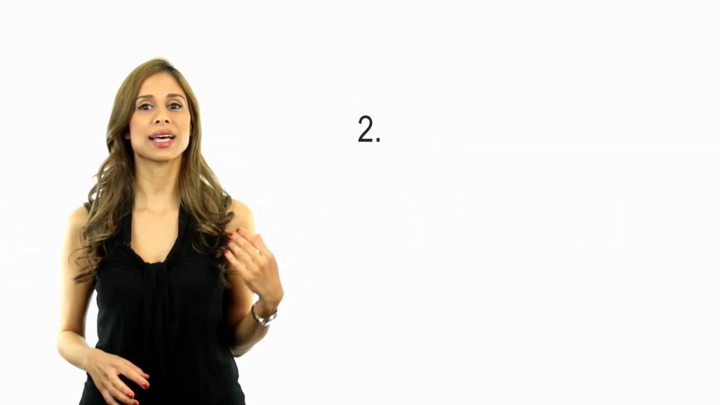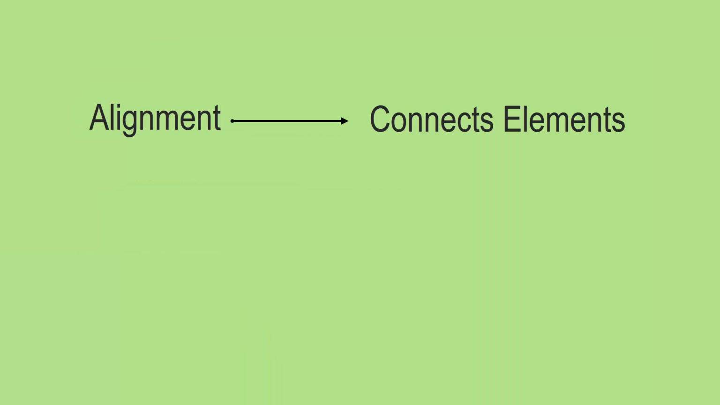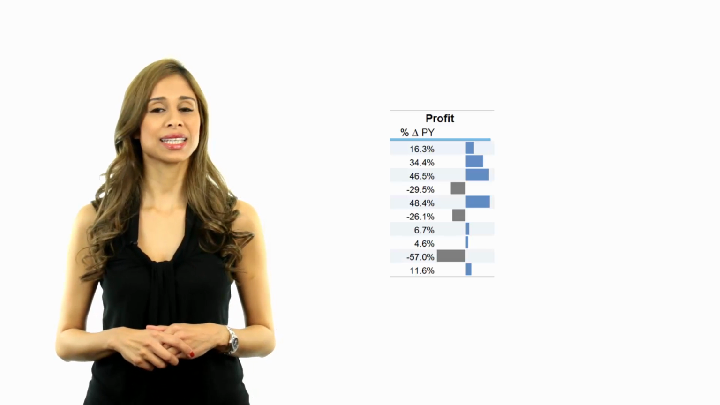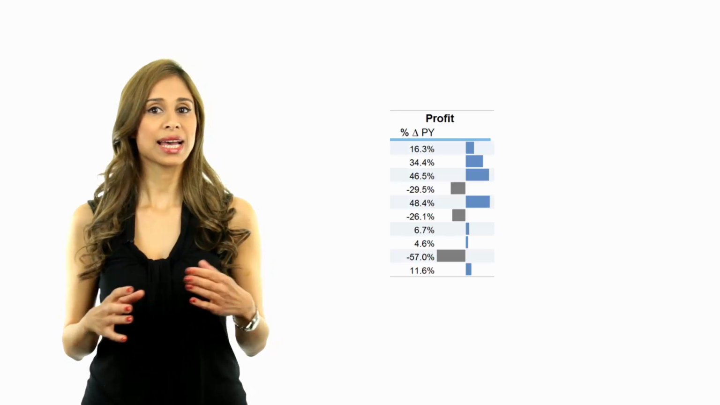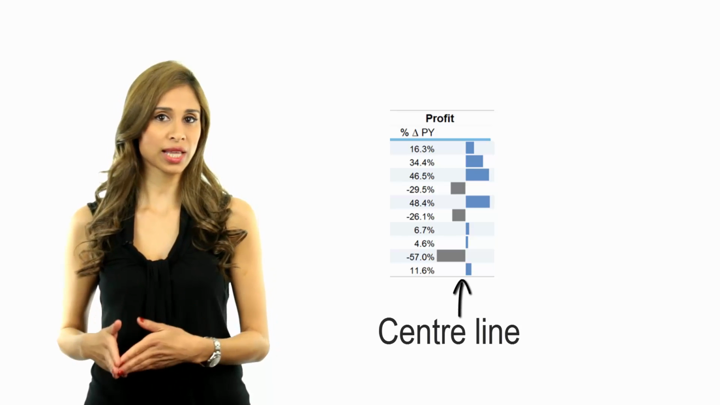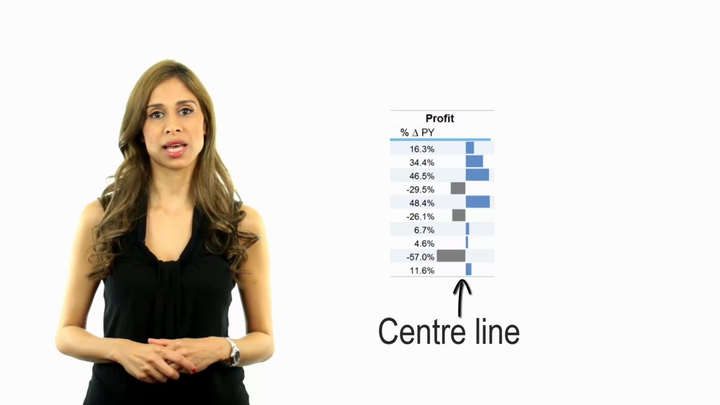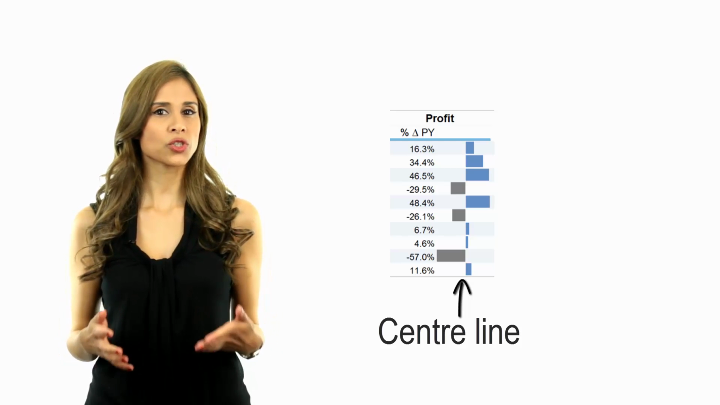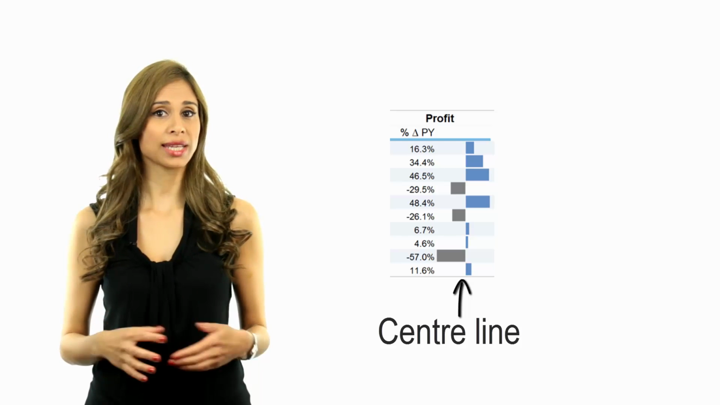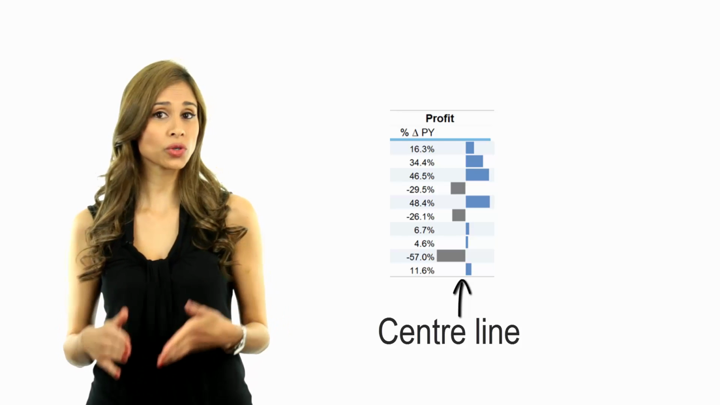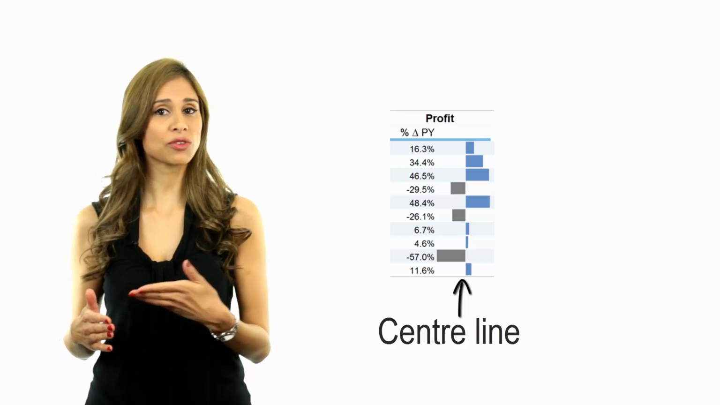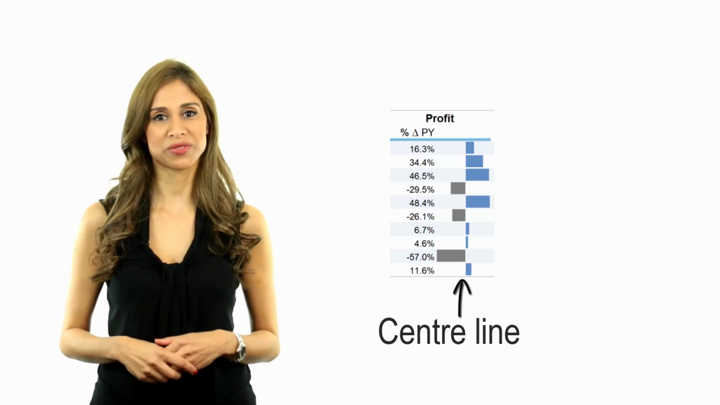Number 2 is alignment. Alignment connects different elements, so use it to show relationships. So in this case, the change to previous year has been aligned to a center line. So either left of the center line for decrease and right of the line for increase. So the viewer should logically deduce that the center line is previous year and left or right reflects a negative or positive change from previous year.